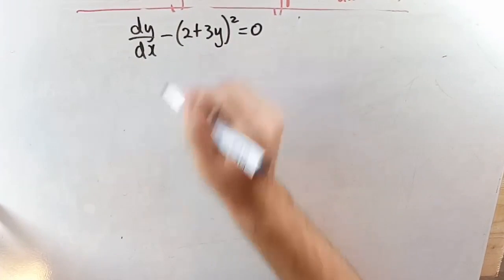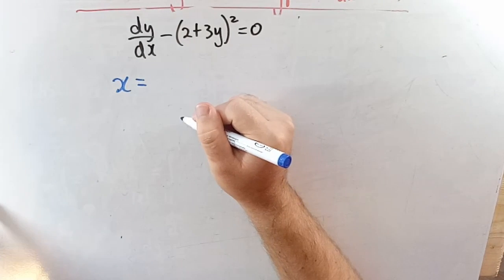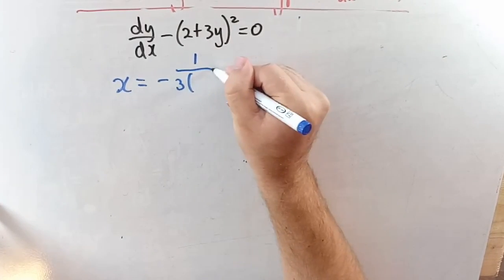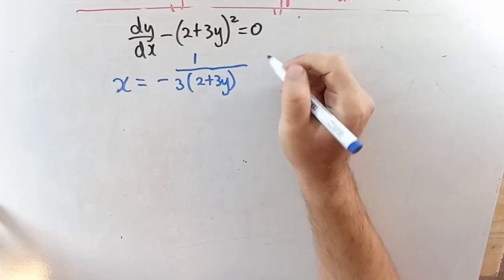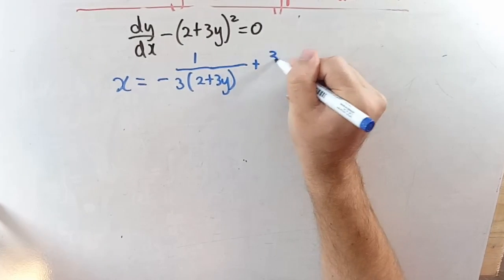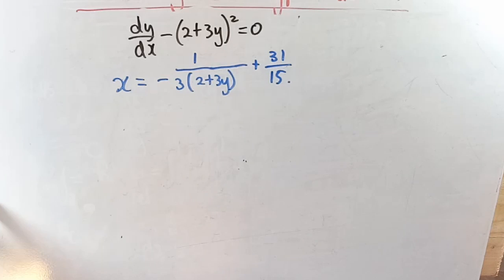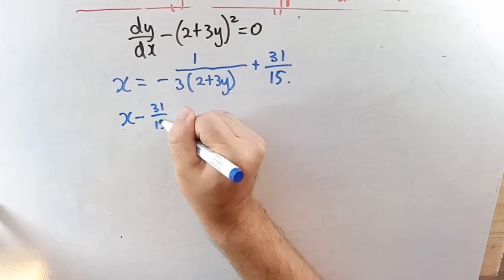We currently have our solution of x equals, what does x equal? We currently have x equals negative 1 on 3 of (2 plus 3y), plus 31 on 15 was our c. All right, so let's have a go at solving for y. Okay, so now this is just a bit of algebra. I'm going to move this across, x minus 31 on 15.